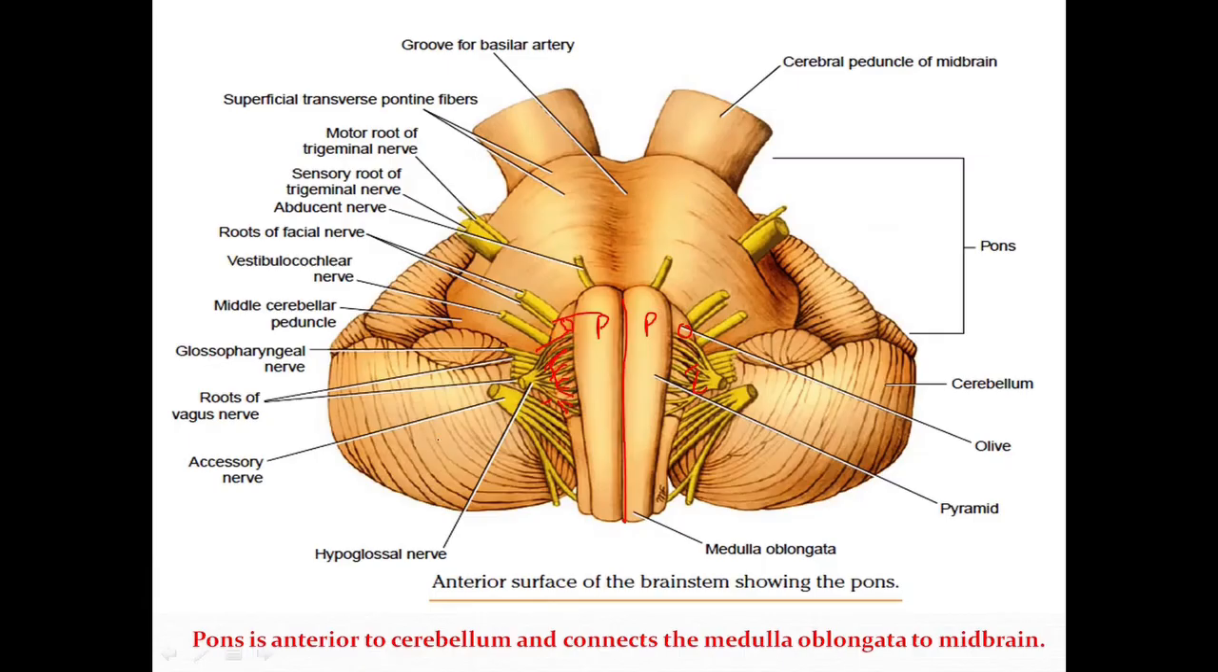Next, between the olive and the inferior cerebellar peduncle, from above downwards, you will have the ninth cranial nerve. Try to locate the ninth cranial nerve here. Then there is the emergence of the 10th cranial nerve, the rootlets of the vagus nerve. Then try to observe the 11th cranial nerve, the cranial root of the accessory nerve joined with the spinal root. So these are all the nerves emerging on the anterior aspect of the medulla oblongata.